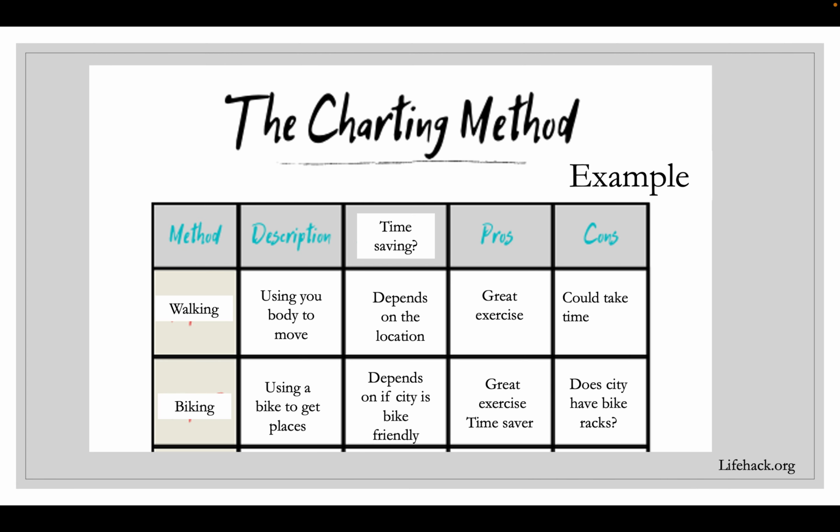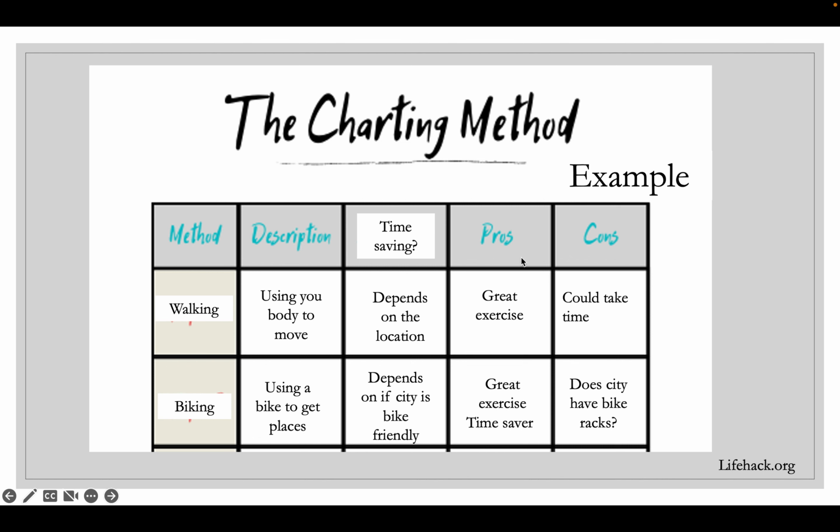So this is my example of a charting method of walking versus biking. So I first talked about the description of walking versus biking. So for walking, you use your body to move. For biking, you use a bike to get to places. So let's say, is this walking versus biking, is it time saving? Walking, it depends on the location. Biking depends on if a city is bike friendly.